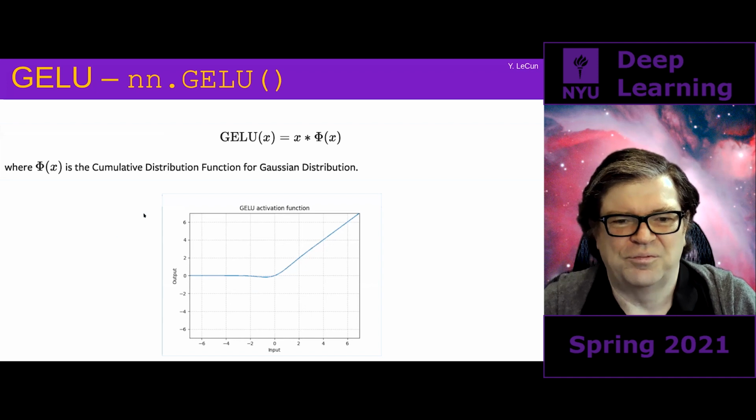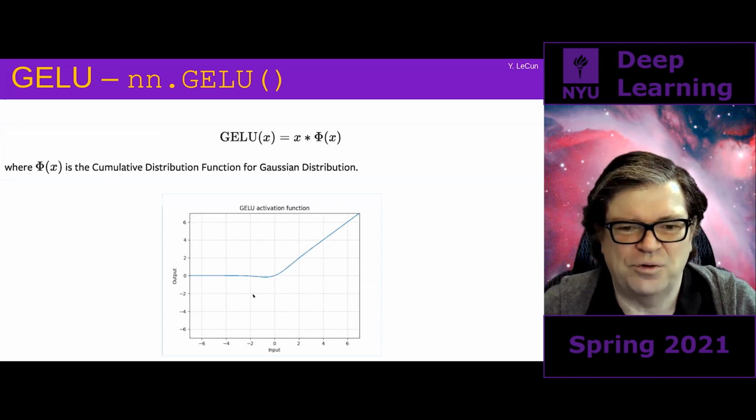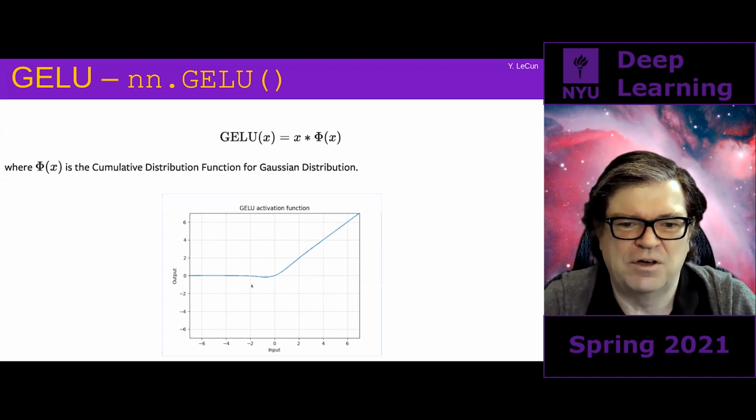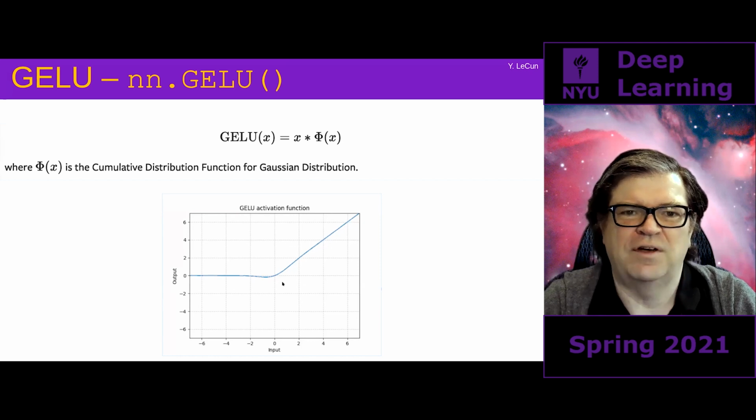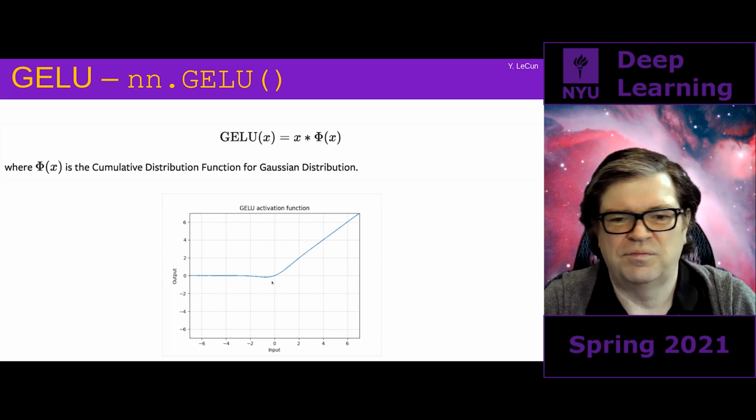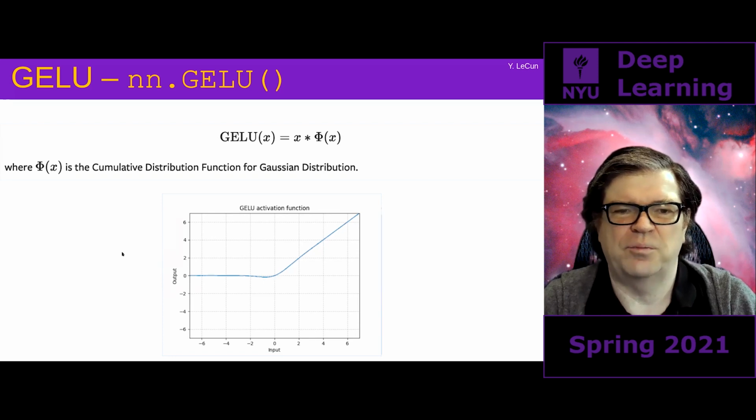Lots of variations. Now this one, I'm showing this one because this one is not monotonic. It sort of goes down a little near zero and then goes up.